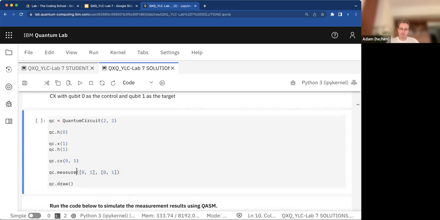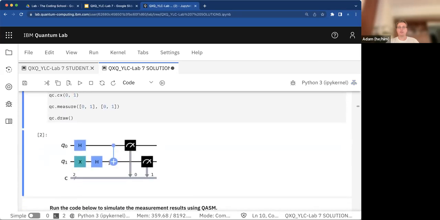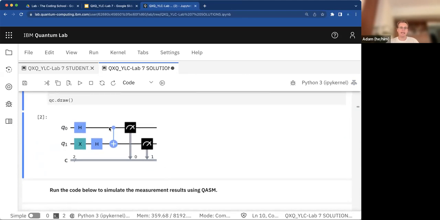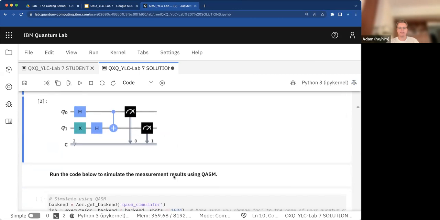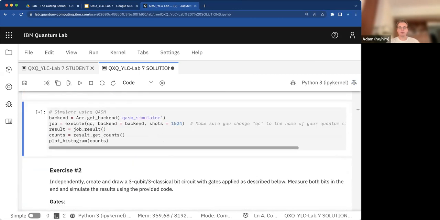And then we specify the list of qubits we want to measure and the list of classical bits we want to store them in. And then it's always good practice to draw your circuit just to confirm that you're getting what you want. So you should get something like this. Right, we see our H here, our X and our H, a CNOT, and then a couple measurements here, one for each of our qubits. And then we can run this.